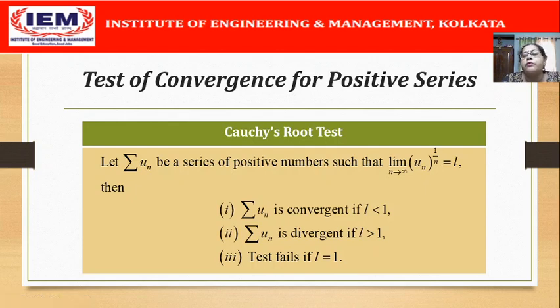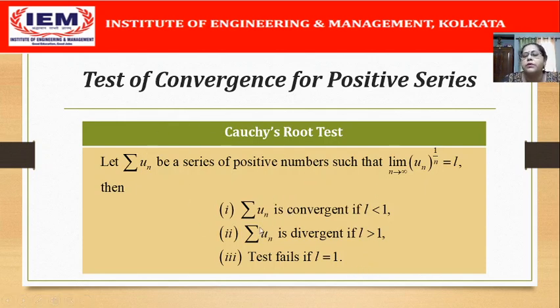So what are we doing in this test? We have to take the nth root of the nth term and then take the limit as n tends to infinity. Our decision depends on the value of the limit L. If this limit is less than 1, it is convergent; greater than 1, it's divergent; and if it's equal to 1, we cannot conclude anything from this test.